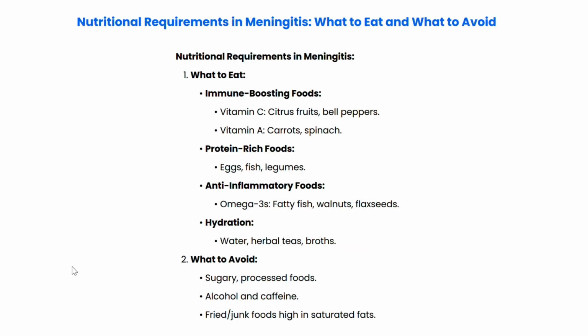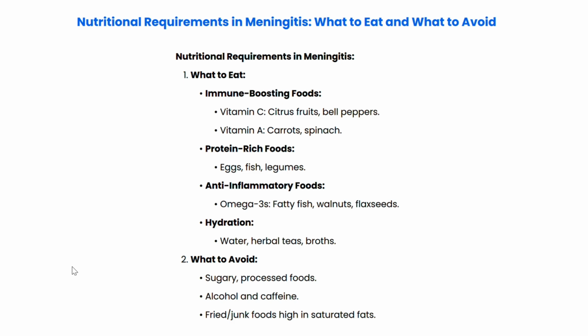Now let's talk about nutrition, an often overlooked but vital aspect of recovery from meningitis. While medical treatment addresses the infection and its complications, proper nutrition supports the immune system, speeds up the recovery, and prevents malnutrition. So, what should patients focus on?